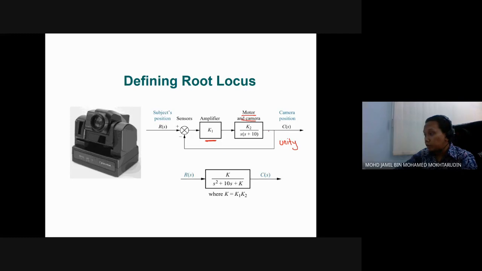First, you need to simplify the block diagram into a single block. So here you get K divided by S squared plus 10S plus K, where K equals K1 times K2.